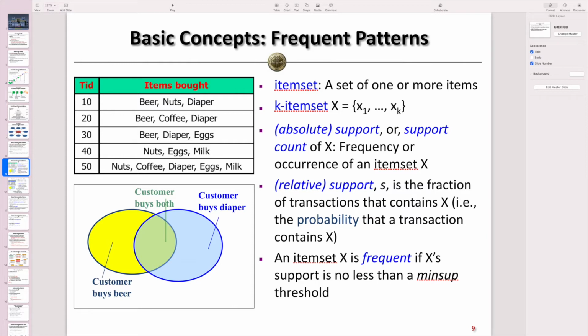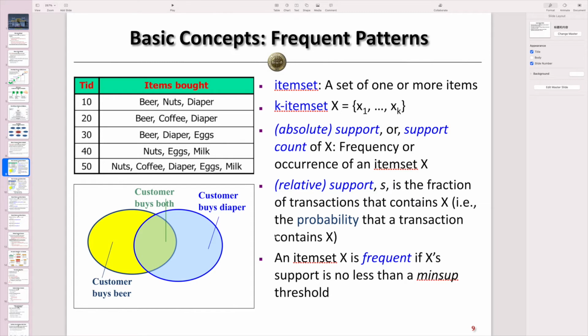Compared with the absolute support, which denotes the numbers, this relative support will also consider the size of all the transactions or the database system size for defining the support. And we can see an item set x is frequent if this x support is no less than the min support threshold. If the item set appears many times, which is larger than the threshold, then we can say this item set is frequent. And on the left-hand side, we have an example.